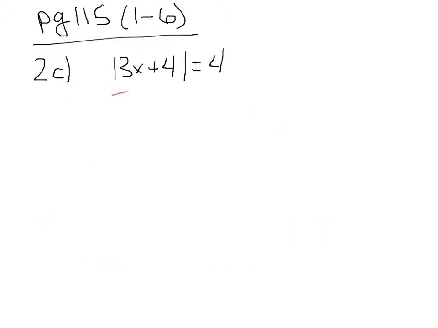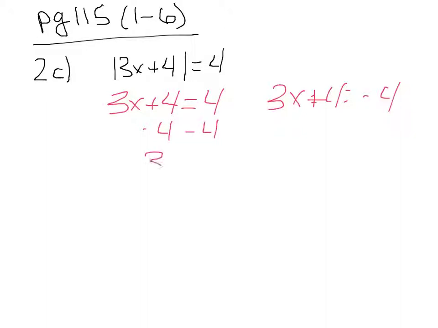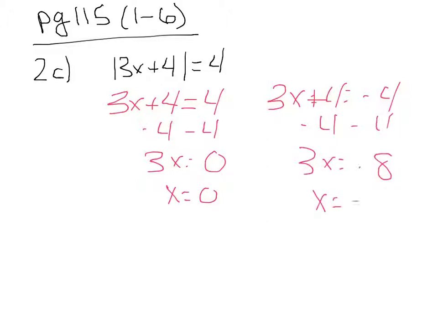Okay. This one is a little bit more straightforward. We just say it equals 4. Plus 4. Or it equals negative 4. Solve. Here is pretty easy. x is 0. Here we're going to get a fraction. Okay. If we are going to graph this, we're at 0. And then we're at negative 8/3, which is almost to negative 3.